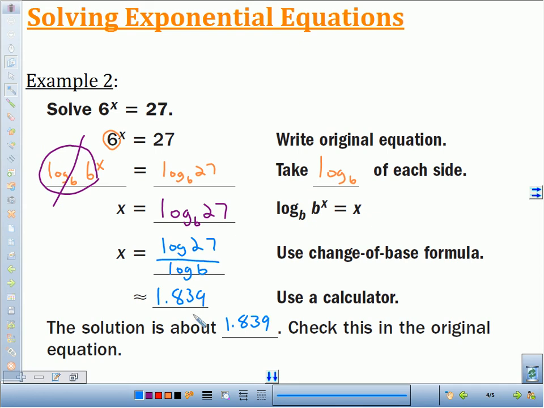Now, if I put that in for x here, 6 to the 1.839 power, I would get about, not exactly, but about 27. It'd be pretty close enough for government work anyway. So taking the log of both sides is pretty convenient. It allows us to get rid of this exponent.